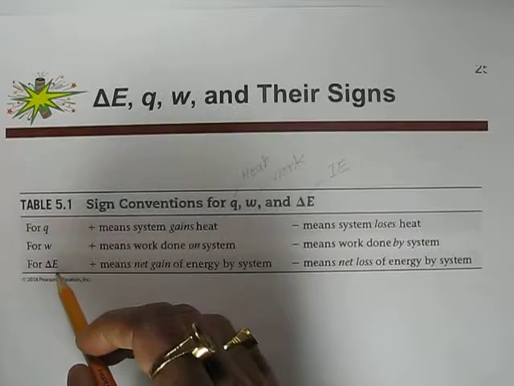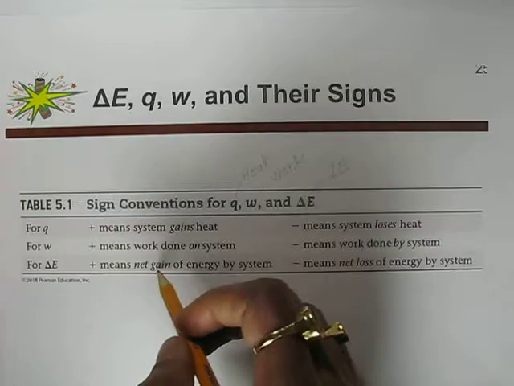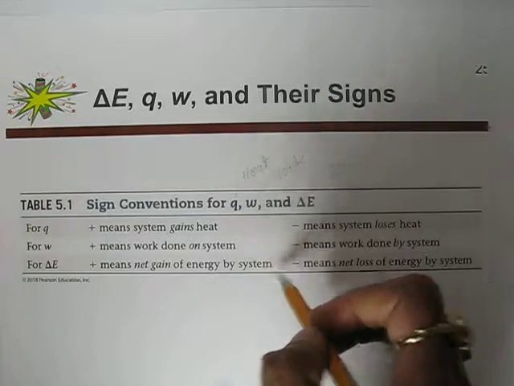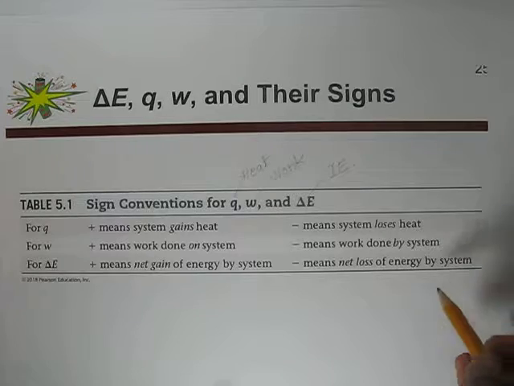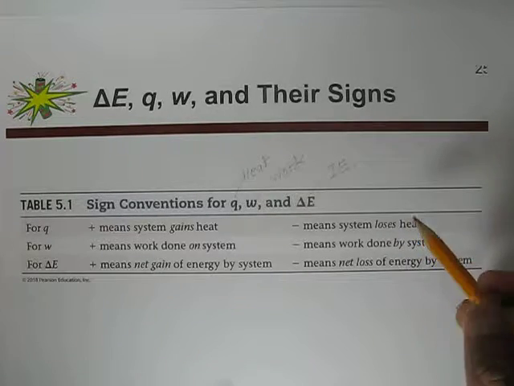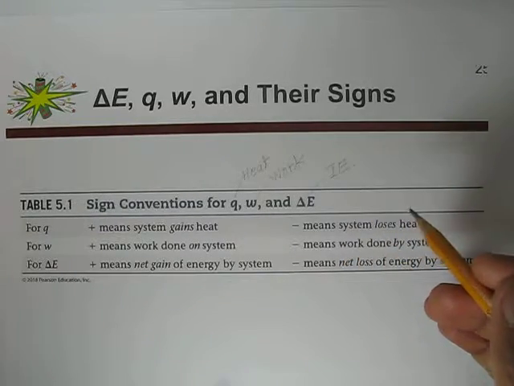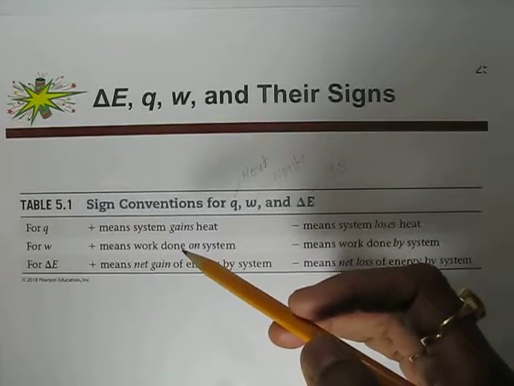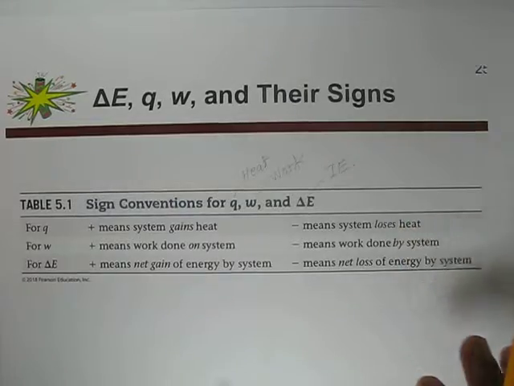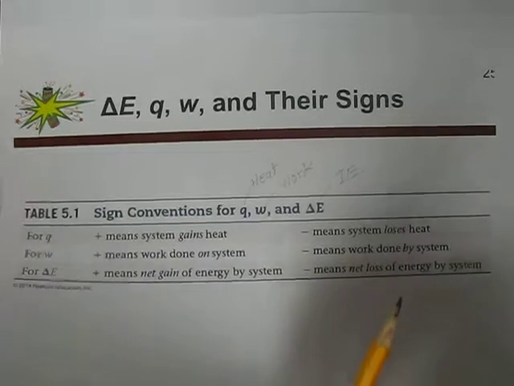Next is delta E. If it is positive, it means a net gain of energy by the system, and a negative sign means loss of energy by the system. So mostly a negative sign means work is done by the system, and a positive sign means work is done on the system. These were about the signs and their interpretation.